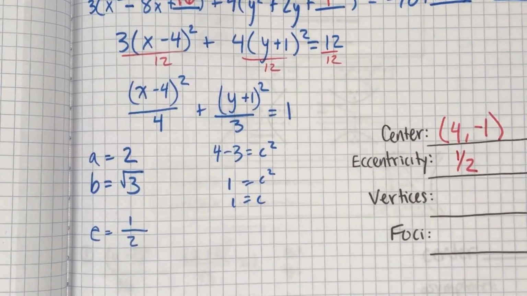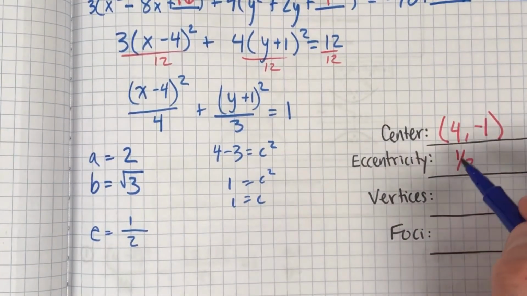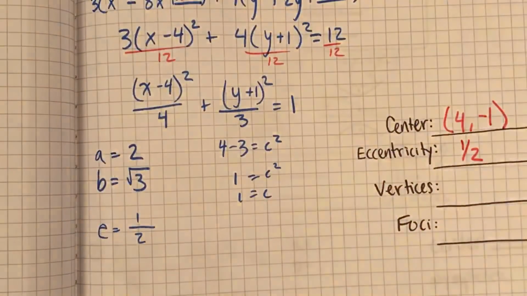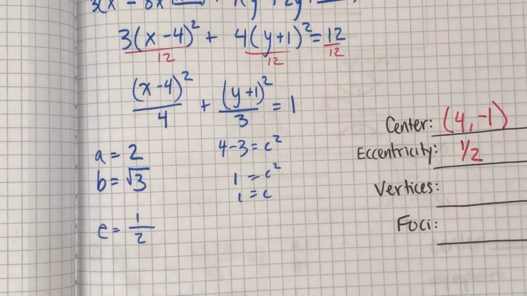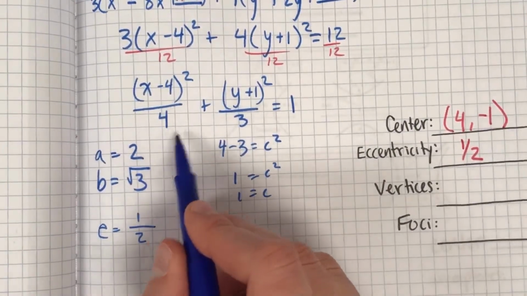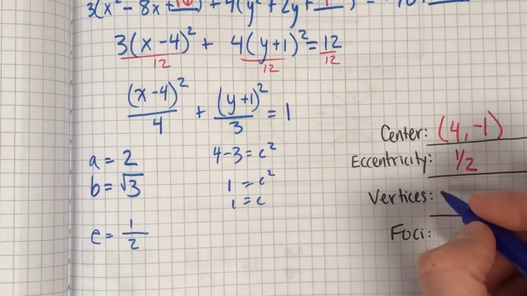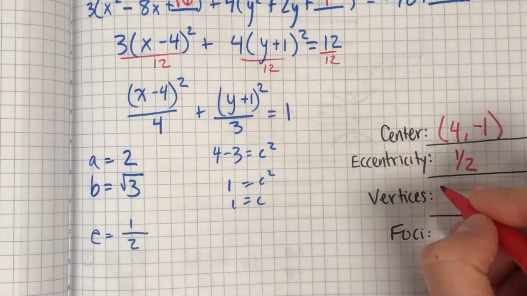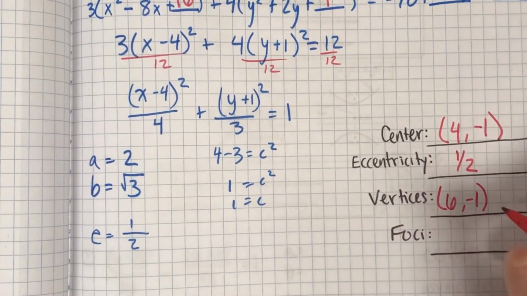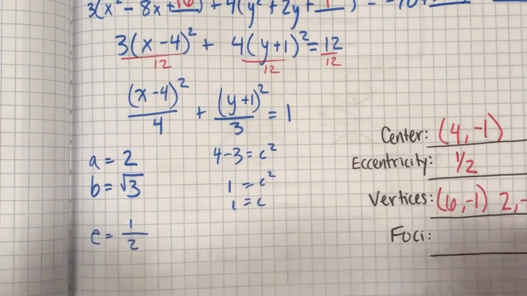All right, to find our vertices, it's going to be 2 units away because of our a value. I know that my vertices are going to be 2 units away from my center, and this is going to be horizontal because my a value is first. So I'm going to add 2 units to my x value, so it would be 6, -1, and then I'll subtract from there, and I'll have 2, -1.